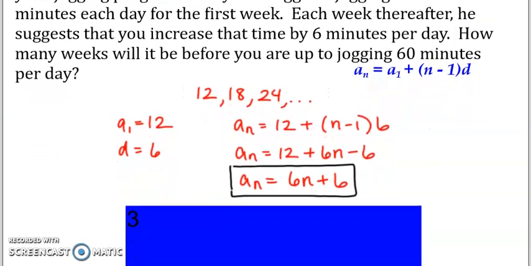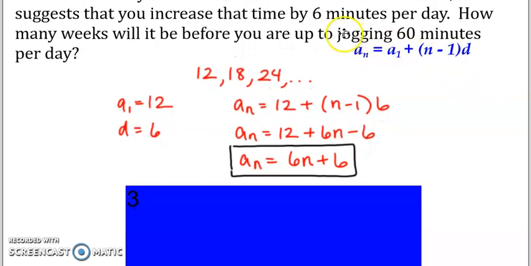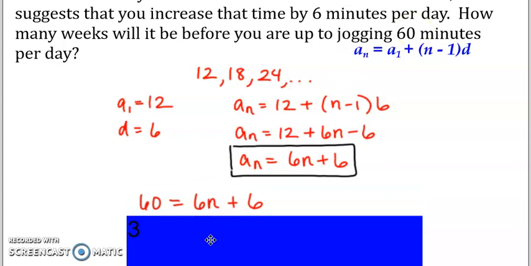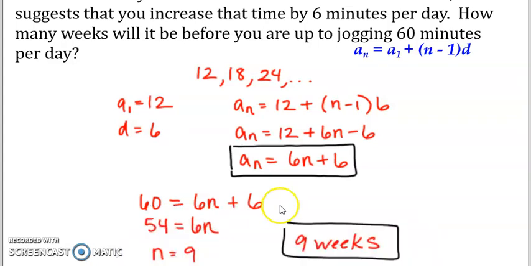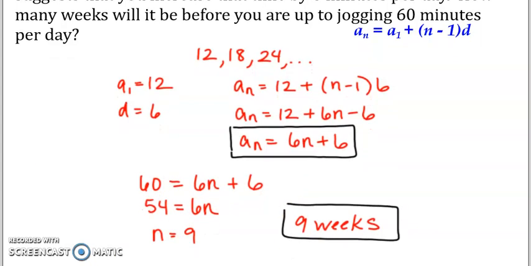Now here's where we have to be paying attention to what the question is actually asking. It's not saying, what is this 60th week going to look like? It's saying, how long will it take us, during which week will we be jogging 60 minutes? So we're actually going to set this equal to 60 to figure out which term in the sequence this is, because that's going to be the week, right? If it's the 5th term, that would be the 5th week. Well, let's go through and solve this out with some straight up algebra. This is just solving a 2-step equation at this point. Subtract 6, divide by 6, and we would get 9 weeks. So on that 9th week, we are jogging 60 minutes.